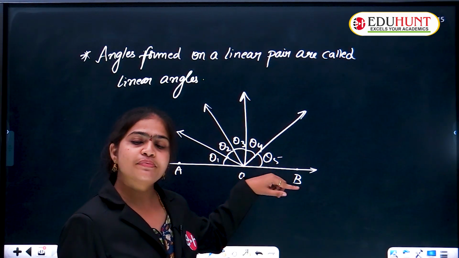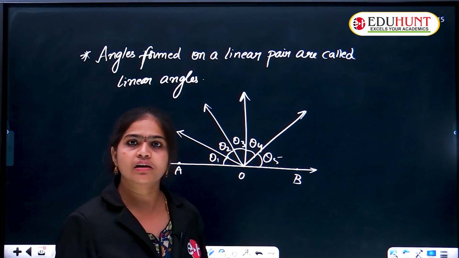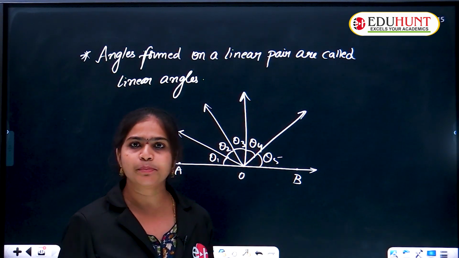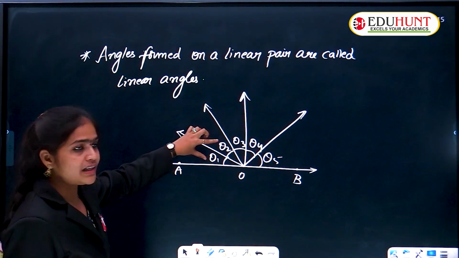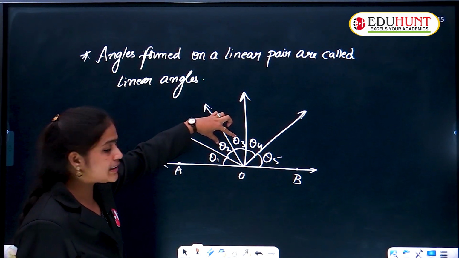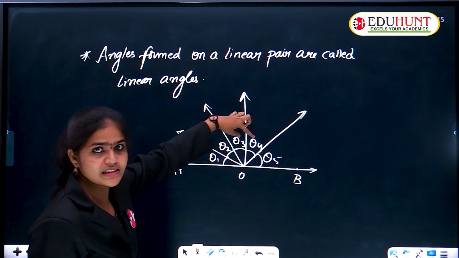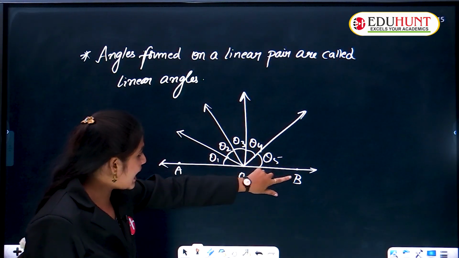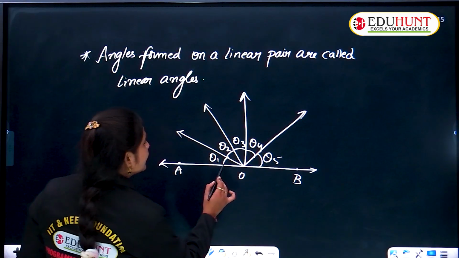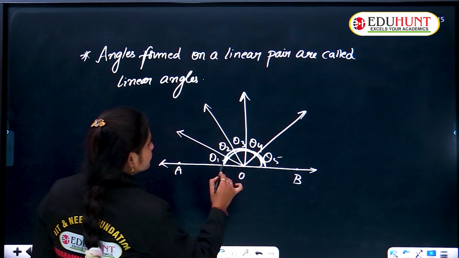Understood? Now, do these 5 angles form a linear pair or not? Of course, those 5 also form a linear pair. Why? Because theta 1, theta 2 are adjacent angles, theta 2, theta 3 adjacent angles, theta 3, theta 4 adjacent, theta 4, theta 5 adjacent, and those 5 angles are also formed at that point O only, no?